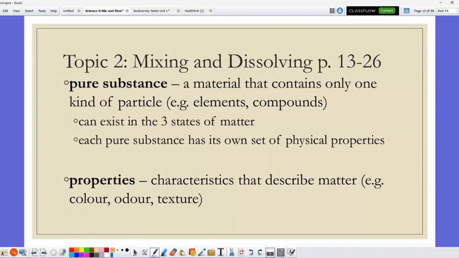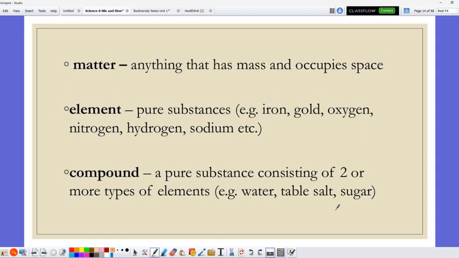So properties are characteristics that describe matter, like color, odor, texture, shininess, what state it's in, density, melting point, boiling point. There's lots of different properties. So matter is anything that has mass and occupies space. So paper has mass and a banana has mass, but it's not energy.